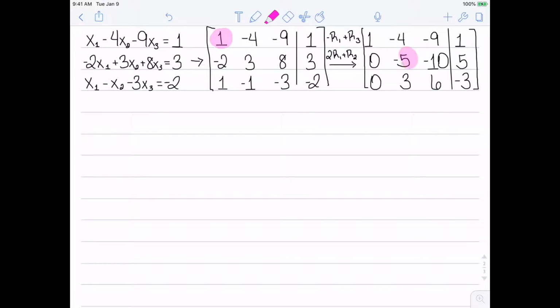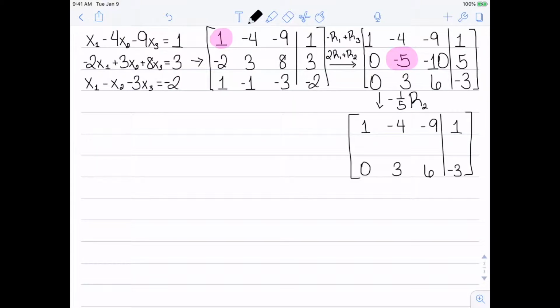The next step, we want a 1 in the second row, second column. So we'll do -1/5 row 2. We know the first and third rows won't change, and now we just need to divide by -5. That gives us 0, 1, 2, and -1. Next, we need to get zeros both above and below this 1. The first row has a -4, so I need to add 4. So we'll do 4 row 2 plus row 1.